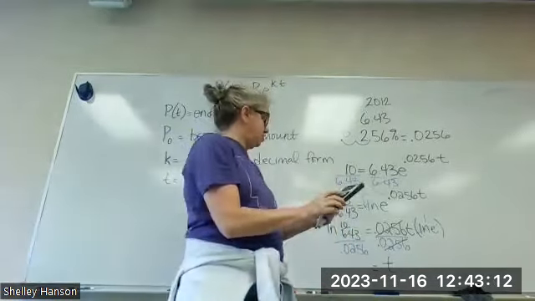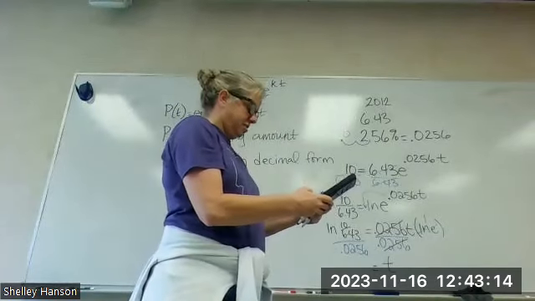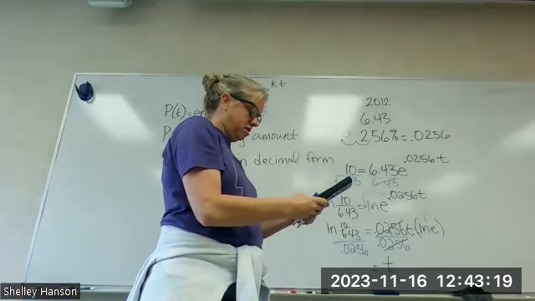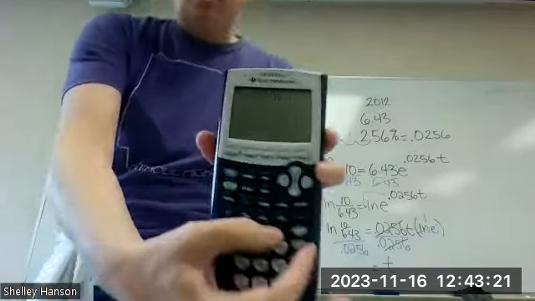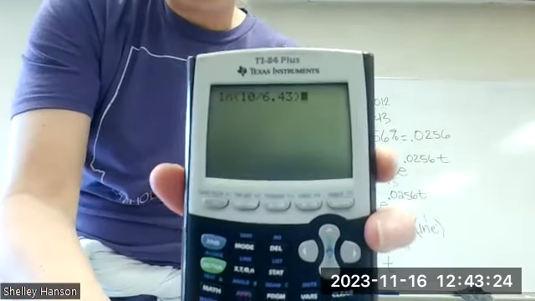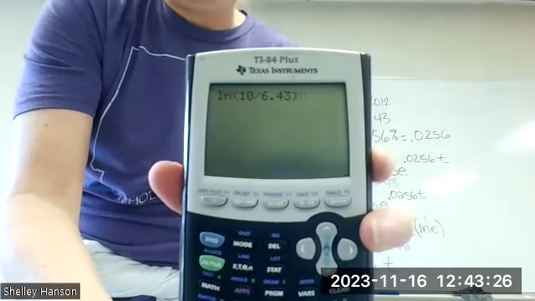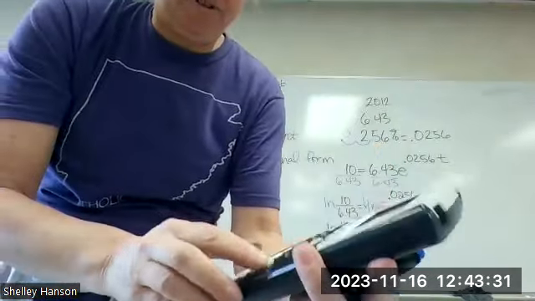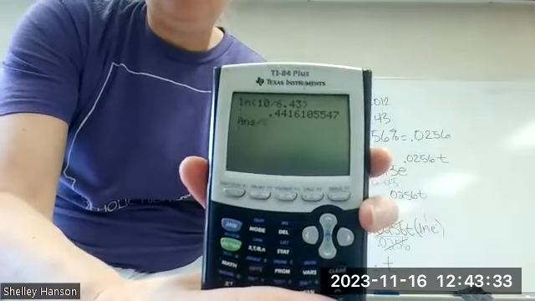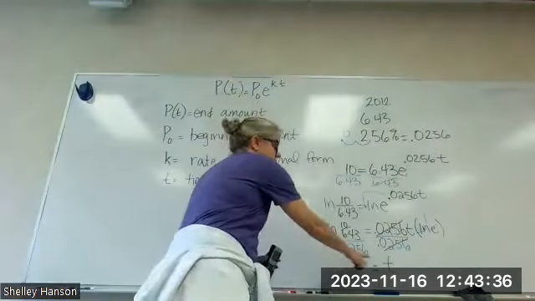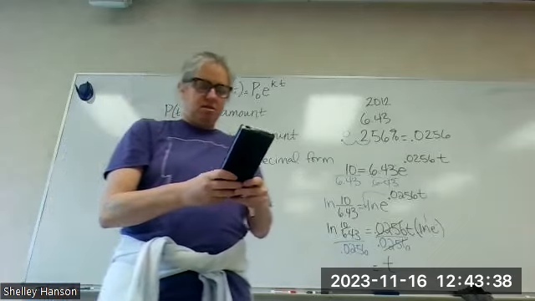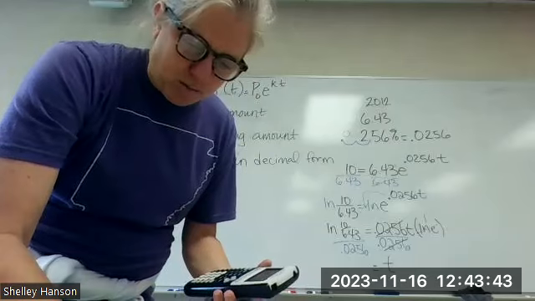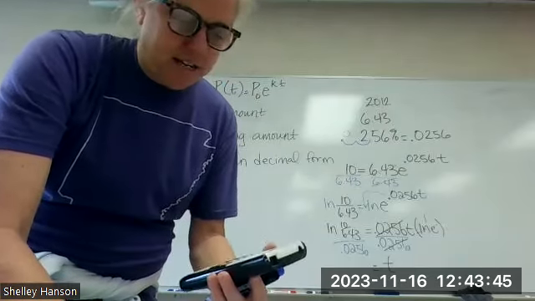So the first thing I'm going to do is ln of 10 divided by 6.43. Go ahead and close that parenthesis. And you can go ahead and even hit enter and then divide this answer. So divided by 0.0256. And this one we are rounding to 1 decimal place.